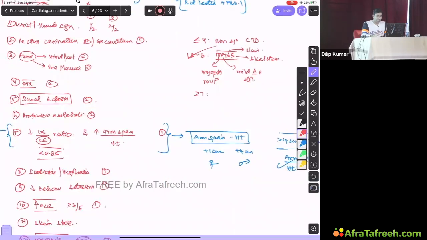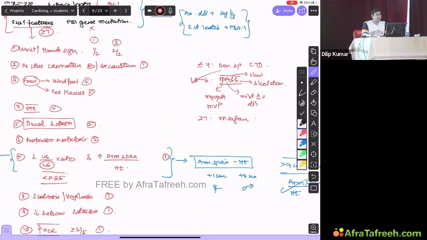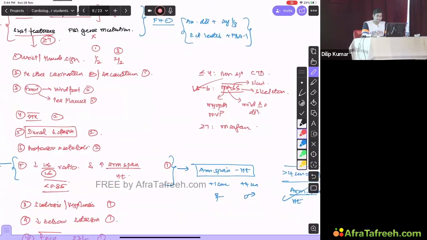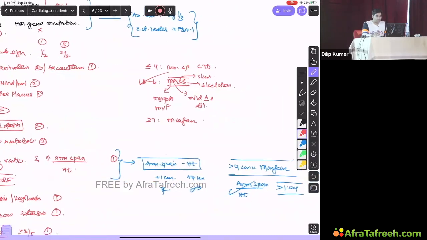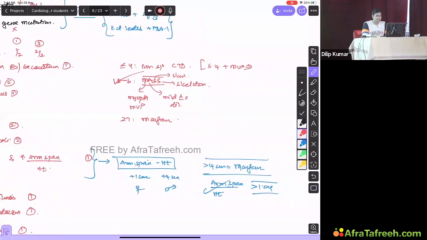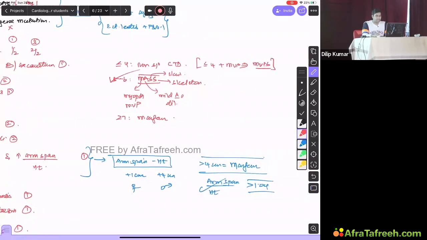More than or equal to 7, we are going to call it what? Marfan syndrome. Suppose the patient has a score less than or equal to 4, plus the patient has mitral valve prolapse, this is the definition of mitral valve prolapse syndrome. What is the other name for mitral valve prolapse syndrome? Barlow syndrome. Very common question in the exams again. Mitral valve prolapse syndrome is otherwise called Barlow syndrome.